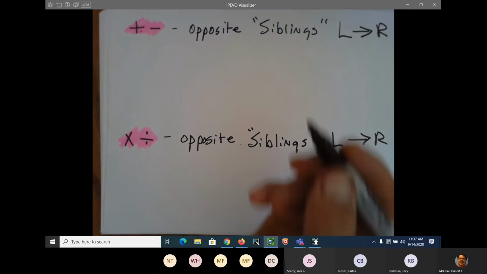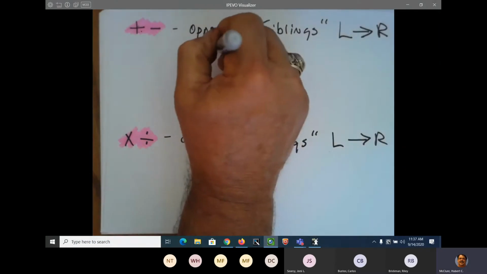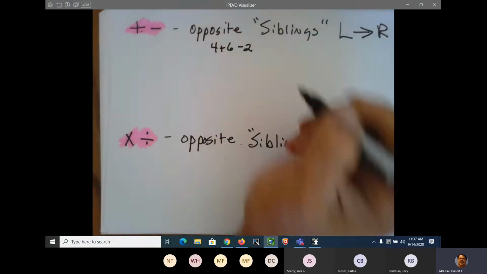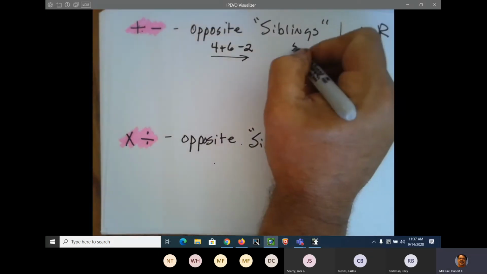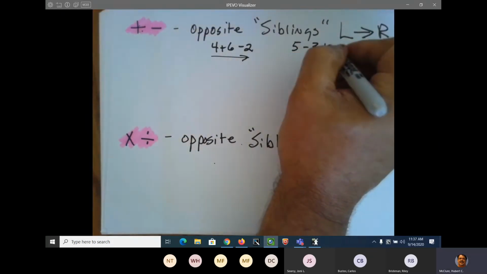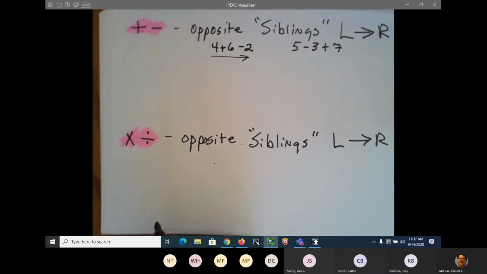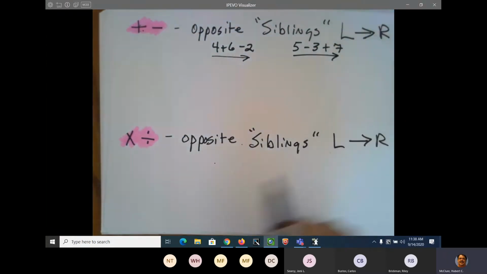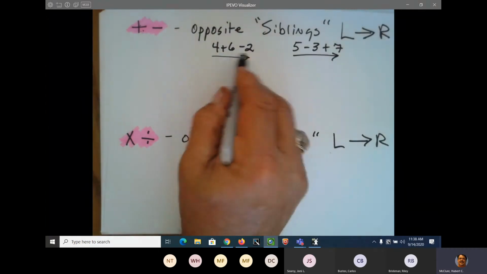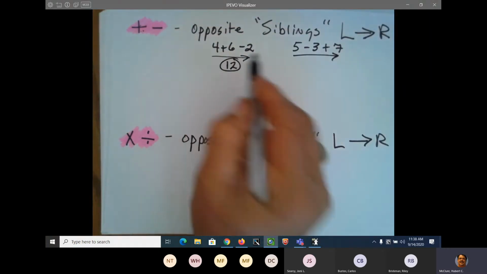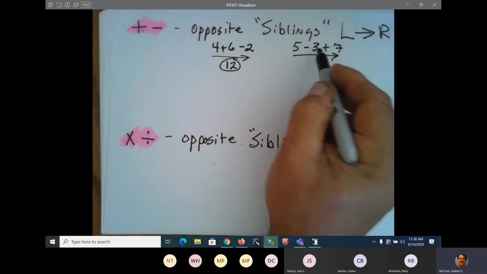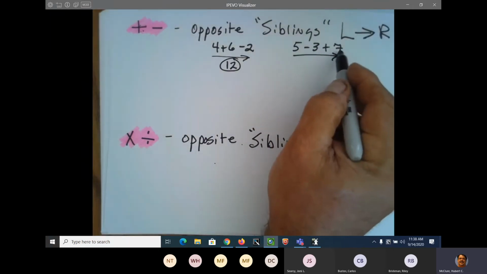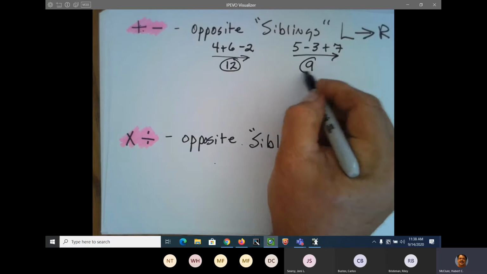Example, 4 plus 6 minus 2. You go left to right. 5 minus 3 plus 7. You go left to right. 4 plus 6 is 10. 10 minus 2 is 12. 5 minus 3 is 2. 2 plus 7 is 9.